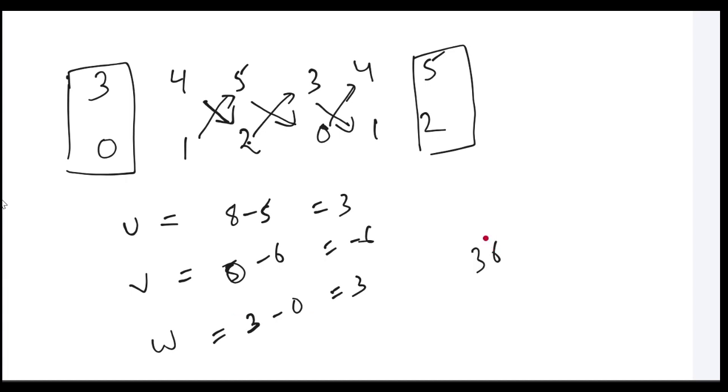The zone axis will be 3, 6 bar, 3. To simplify it, it will be 1, 2 bar, 1. Understood?